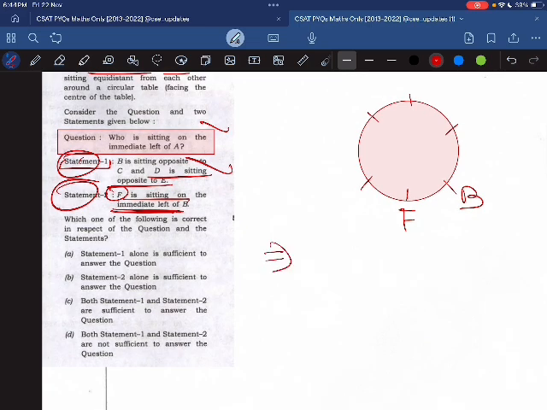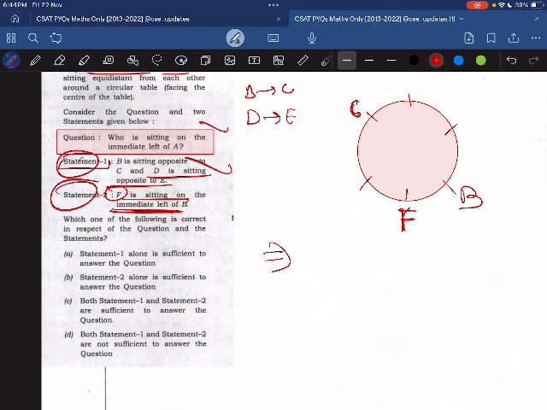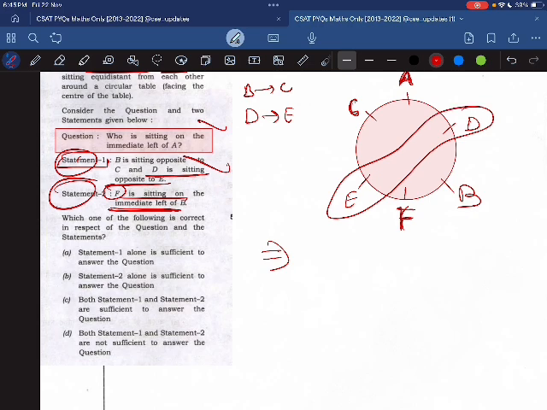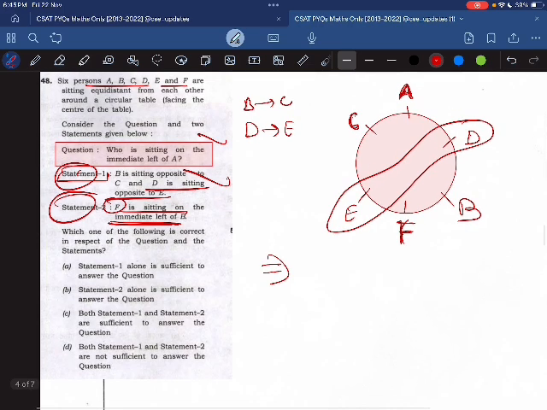So if we combine both the statements together, what we have is B is sitting opposite to C and D is sitting opposite to E. So suppose B is sitting here, then C will be here. Okay, one more thing, we can say that if F is there, then A has to be here, because from statement 1, D will be opposite to E, so this could be the possibility of D or E.